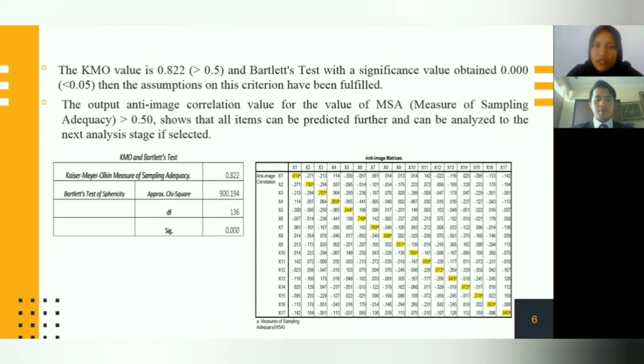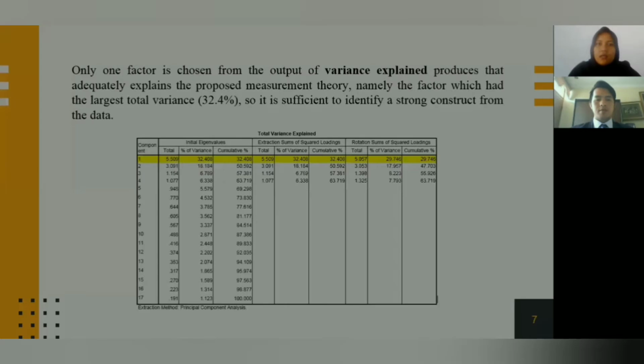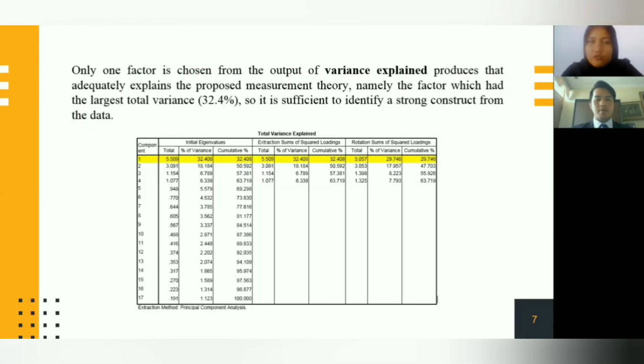The output anti-image correlation value for the MSA, measure of sampling adequacy, is more than 0.5, so that all items can be predicted further and can be analyzed to the next analysis stage if selected. The output of variance explained produce 4 factors, but only one factor is chosen from the output that adequately explain the proposed measurement theory, namely the factor which had the largest total variance, 32.4%. So it is sufficient to identify a strong construct from the data.